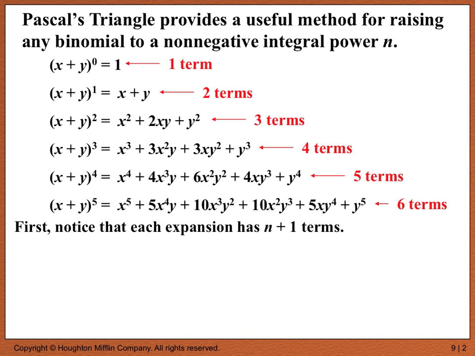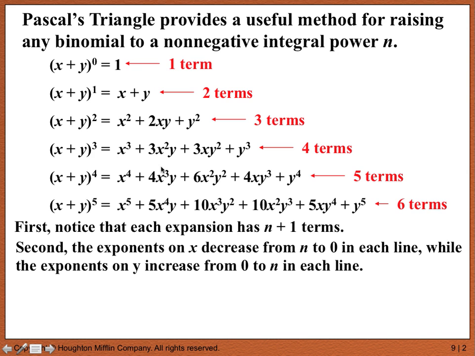All right, you probably noticed that each expansion has n plus 1 terms. So for example, in the very first one, the n is 0. There's one term, 0 plus 1 is 1. Next expansion, the n is 1, and there are 2 terms, 1 plus 1 is 2. The next expansion, n is 2, there are 3 terms, 2 plus 1 is 3, etc.